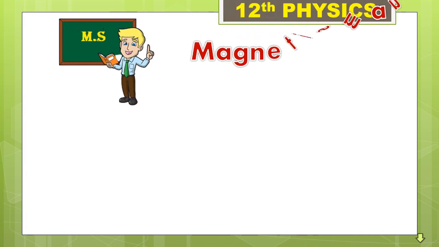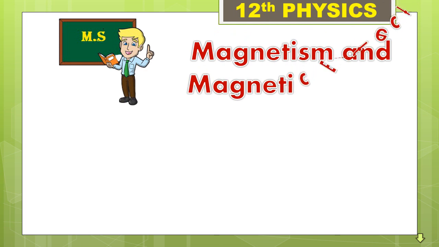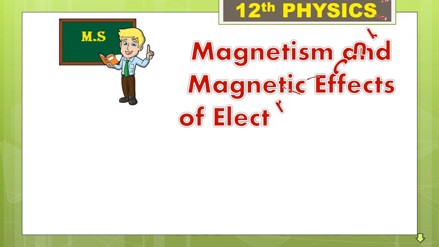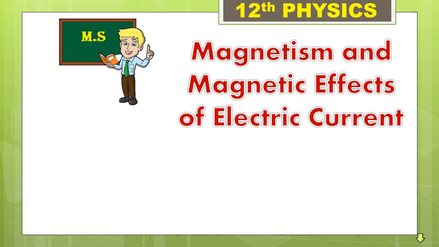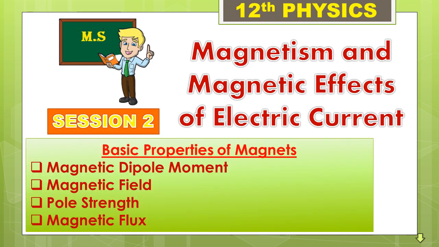Hello students, today in our third lesson, magnetism and magnetic effects of electric current. This is session number 2, and in this session we are going to learn about the basic properties of magnets. In that topic we are going to deal with the magnetic dipole moment, magnetic field and pole strength.